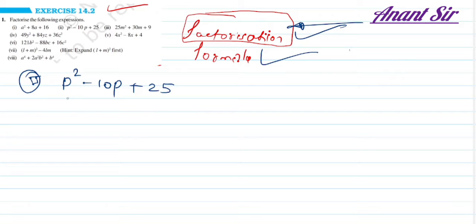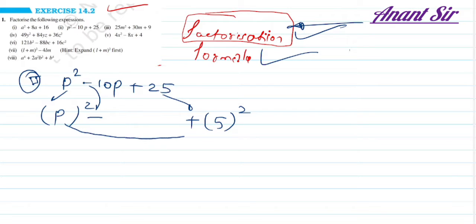Can we solve it by the same method? Let's check it out. Is the first term a square of any number? Yes, it is. Is the last term a square of any number? Yes, it is the square of 5. And give the sign of the middle term as it is. And if we multiply these two terms by 2, 2 into p into 5, do we get the middle term? Yes, 5 twos are 10p. That means we can use the formula.